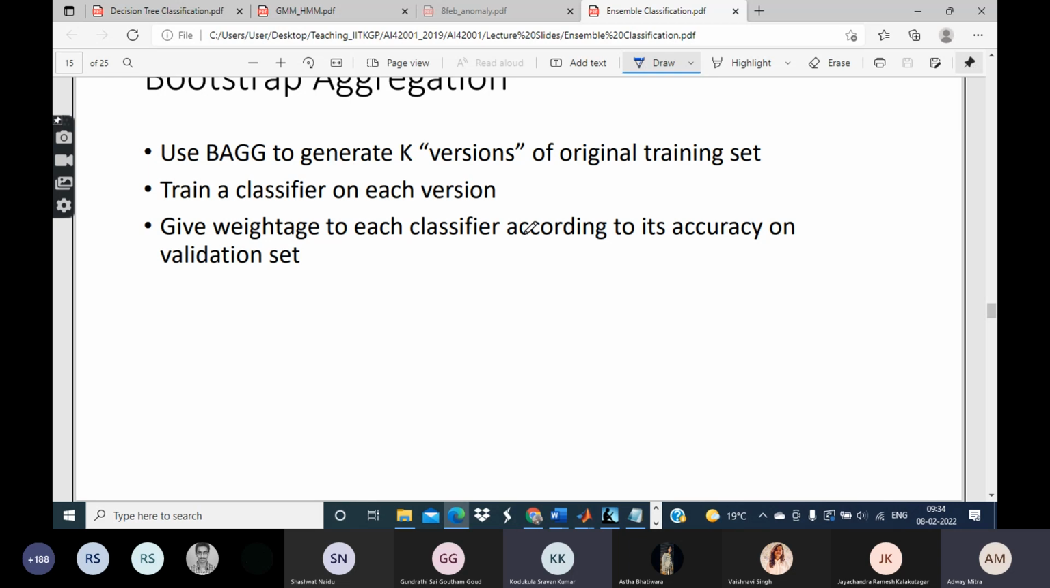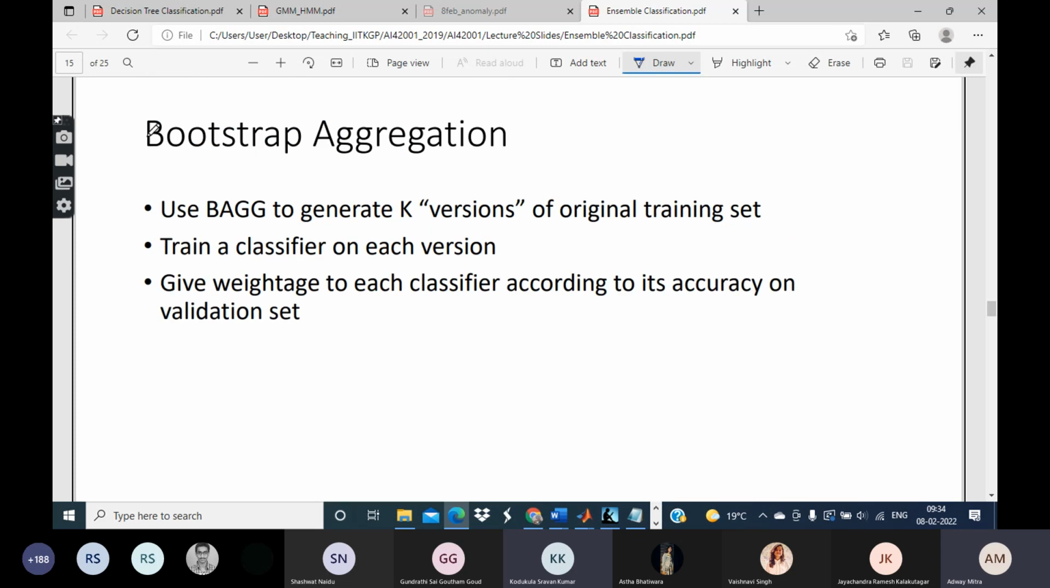So this process is known as bootstrap aggregation, or bagging. Bootstrap is the process of generating the k versions of the data sets, and aggregation is the way of aggregating the predictions made by the different classifiers. So fine, this is called bagging. This algorithm which we just mentioned is known as bagging.